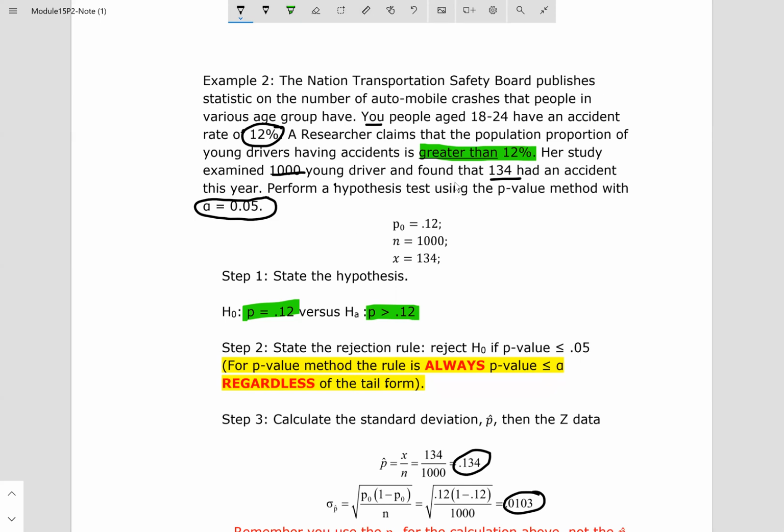So we're looking at the right-hand side, and we want it to be bigger. Her study examined 1,000 young drivers and found that 134 had an accident this year. Perform a hypothesis test using the p-value method with alpha equal to 0.05. So our null hypothesis proportion is 0.12. We were given a sample of 1,000, and 134 of those 1,000 were in an accident that year.